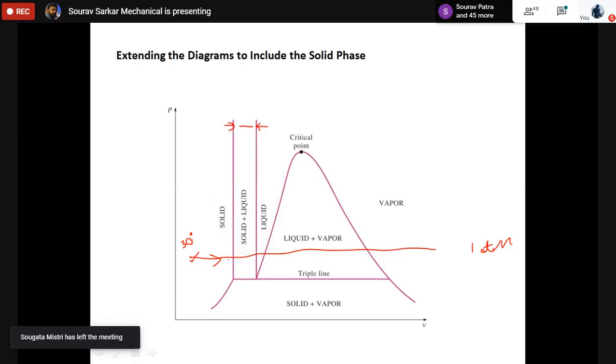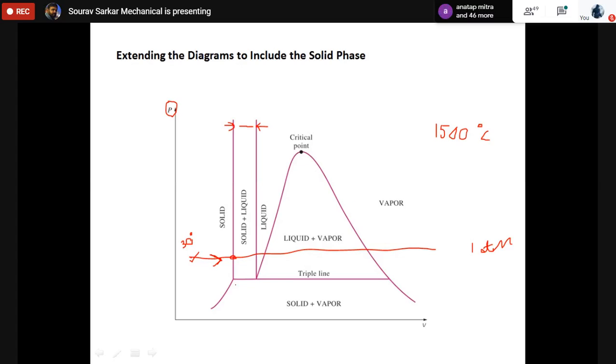The temperature is increasing, but the curve is still horizontal because it is a PV diagram. My pressure is constant. The temperature is moving in the upward direction, but my pressure is constant, and slowly it is approaching its melting point. So this point is the melting point. At this point, temperature is around 1500 degrees Celsius. So at 1500 degrees Celsius, the melting will start.